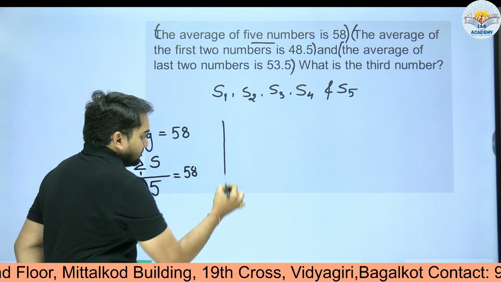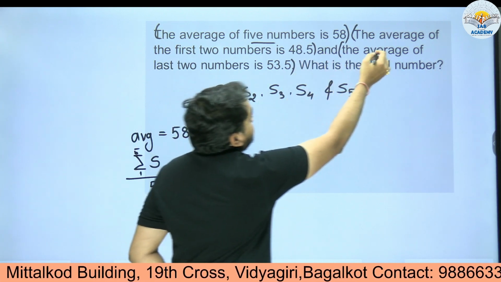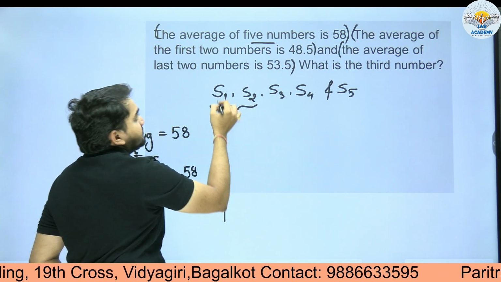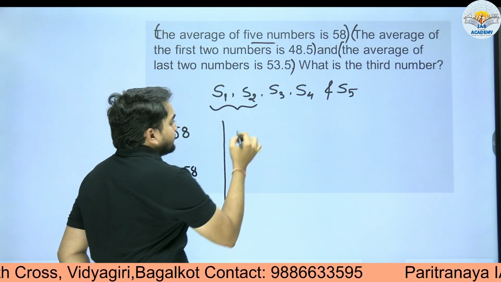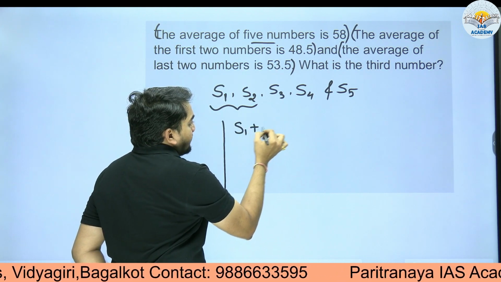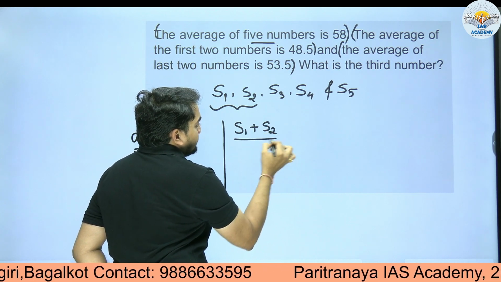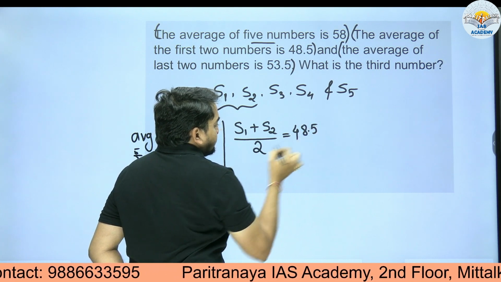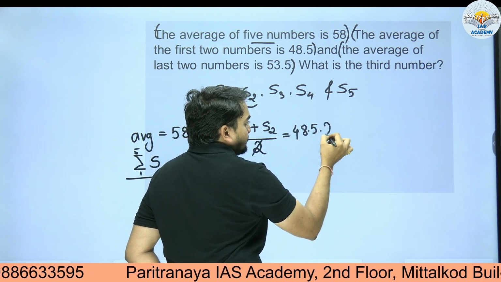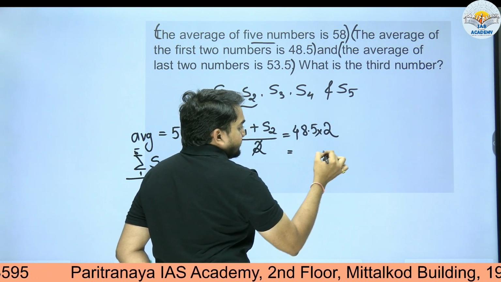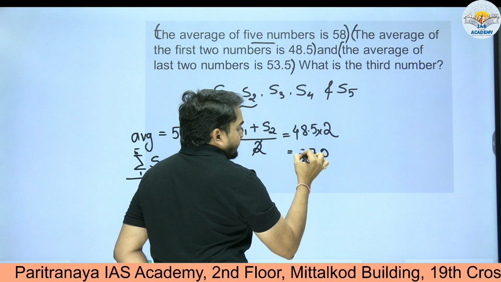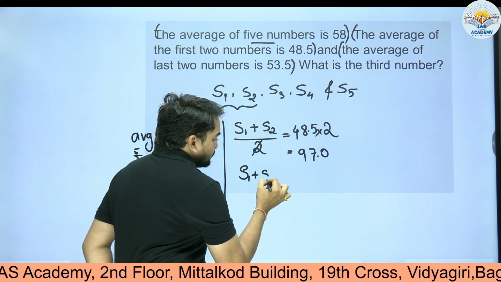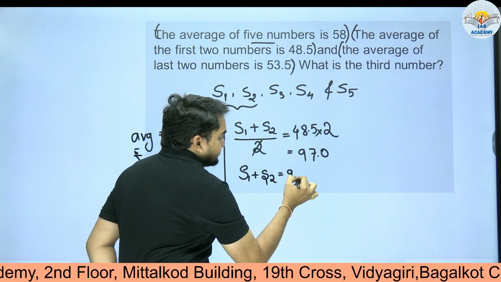And secondly, next they are saying that the average of the first two numbers, that they have taken only these two numbers, is 48.5. That means the average of S1 and S2 is the sum of observations divided by the total number of observations, equal to 48.5. So if I multiply this, how much will it be? We get 97. Okay. So this means that S1 plus S2 is equal to 97.